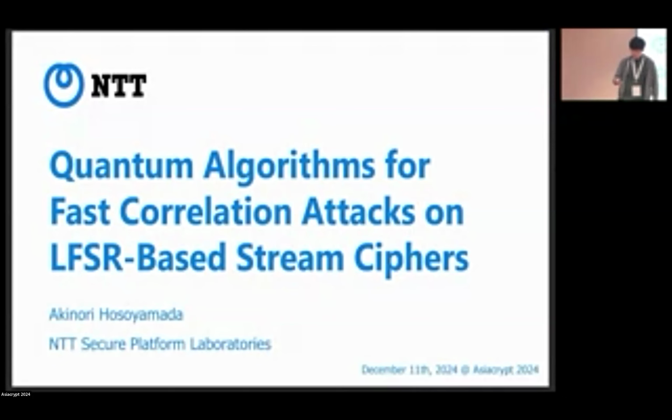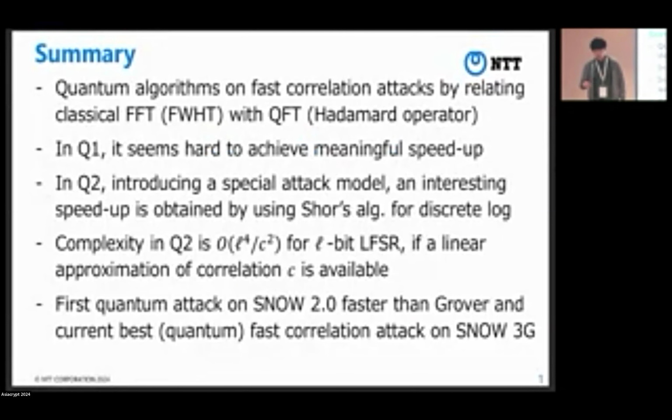Today my talk is about quantum algorithms for fast correlation attack on LFSR-based stream ciphers. Firstly, I'd like to give a brief summary of this talk. In our paper, we showed some quantum algorithms for fast correlation attacks by relating the classical fast Fourier transform, or its special version, the fast Walsh-Hadamard transform, with the quantum Fourier transform or its special version, the Hadamard operator.